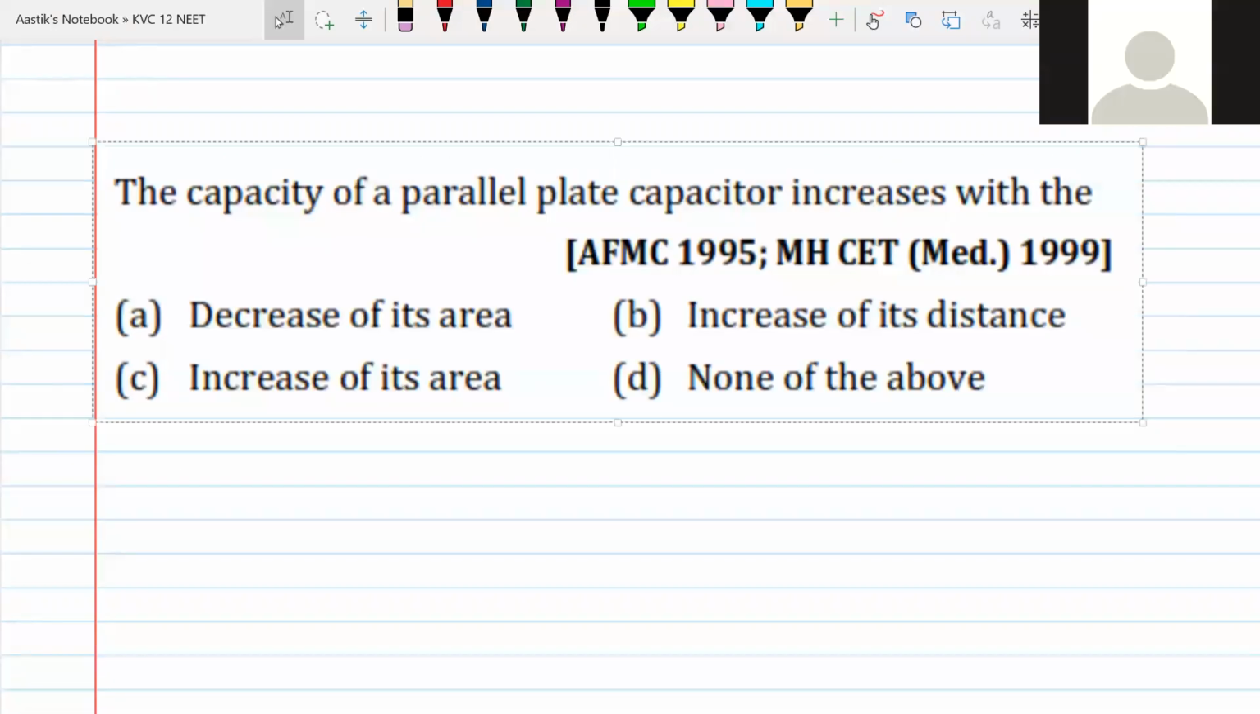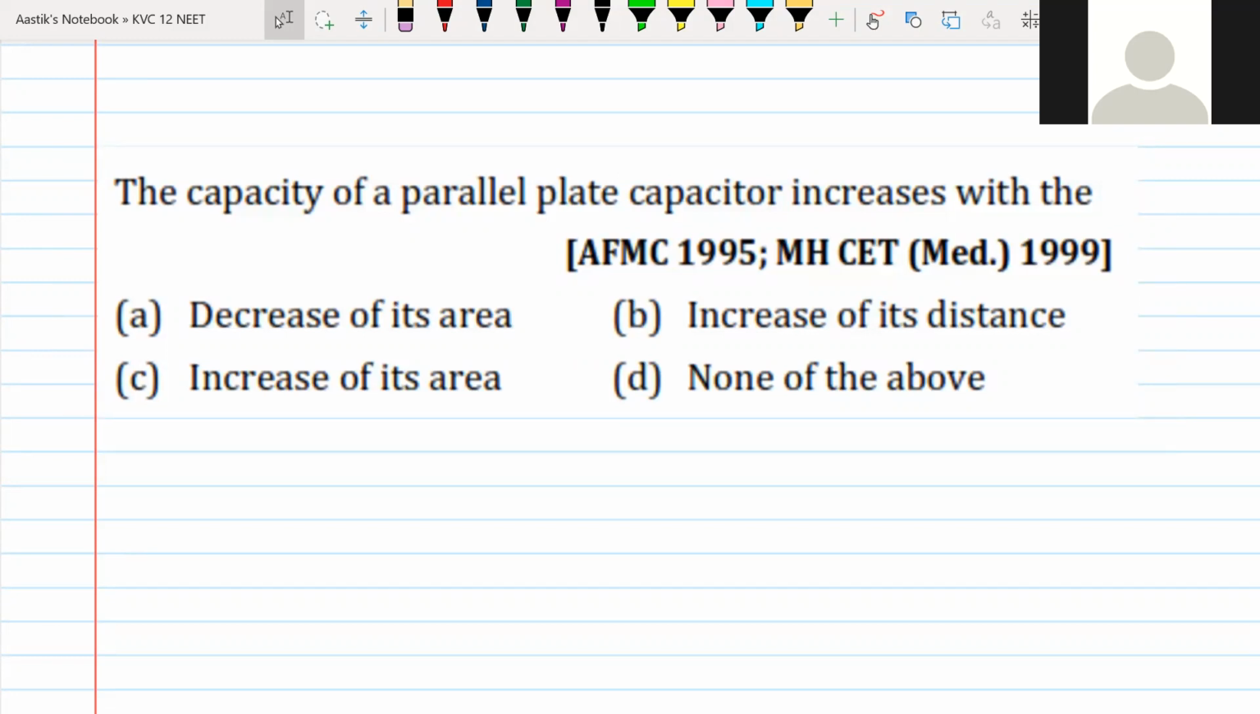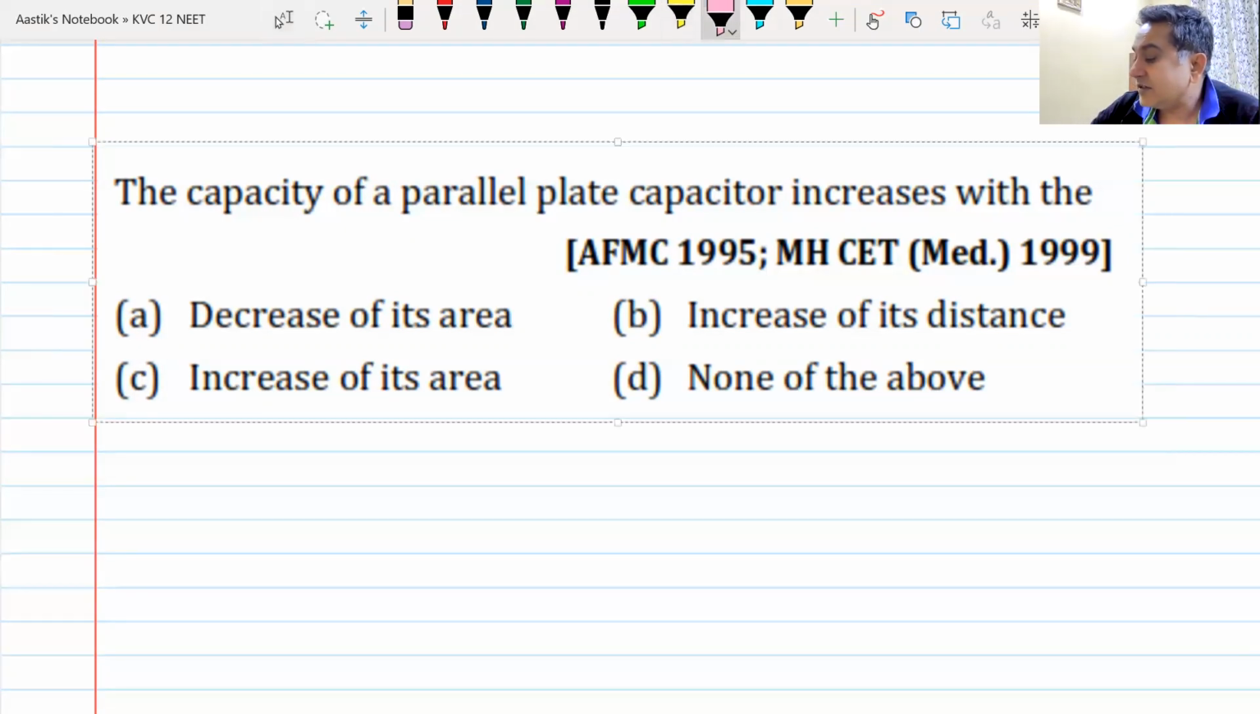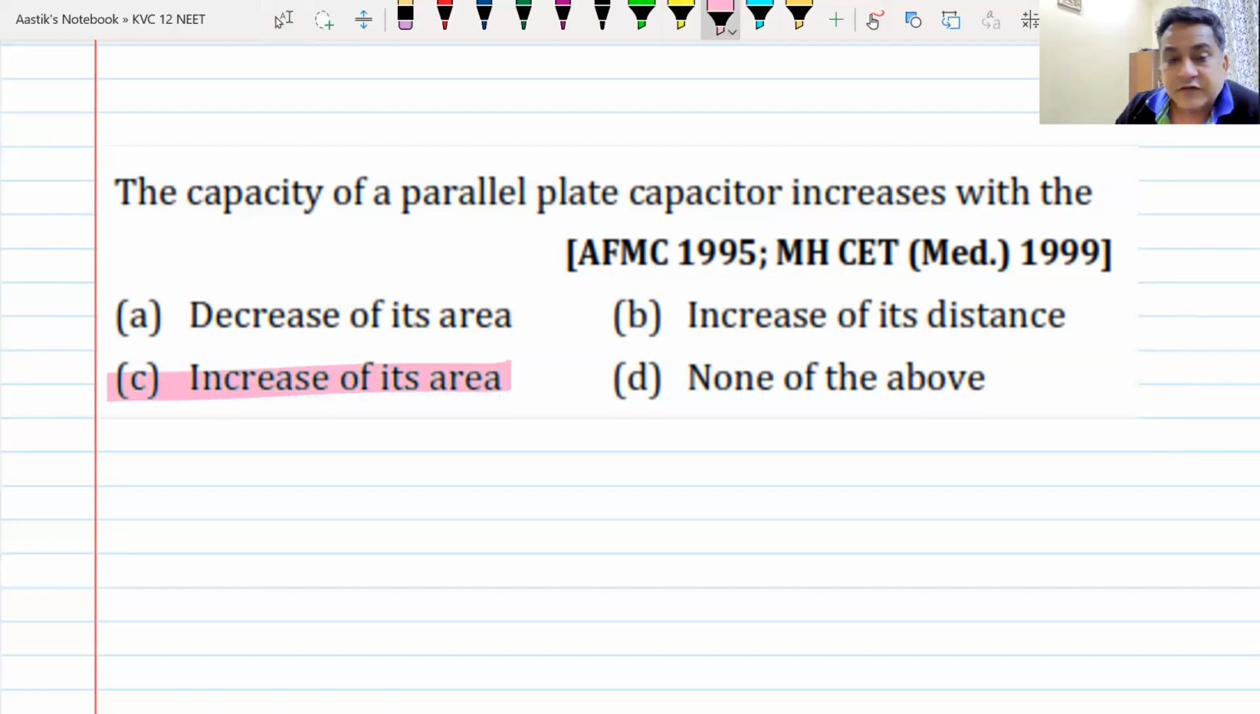Next question. The next one, the last one in this category: the capacity of a parallel plate capacitor increases with what? Option C, sir. That is exactly correct. It is directly proportional to its area, so it will increase with increase in area. Do we understand this? Yes, sir. Okay.